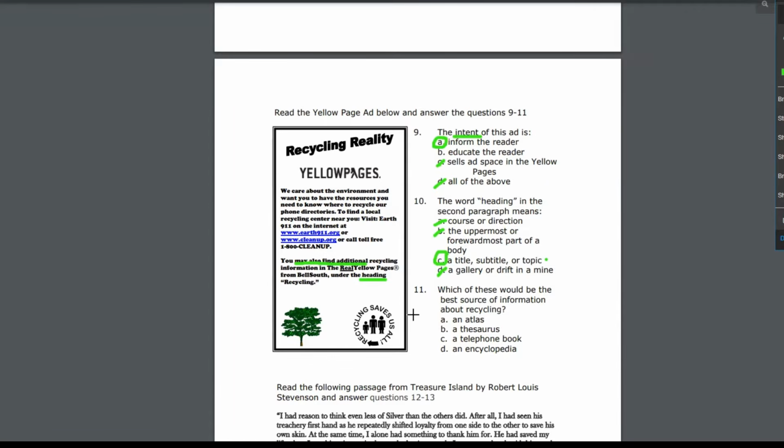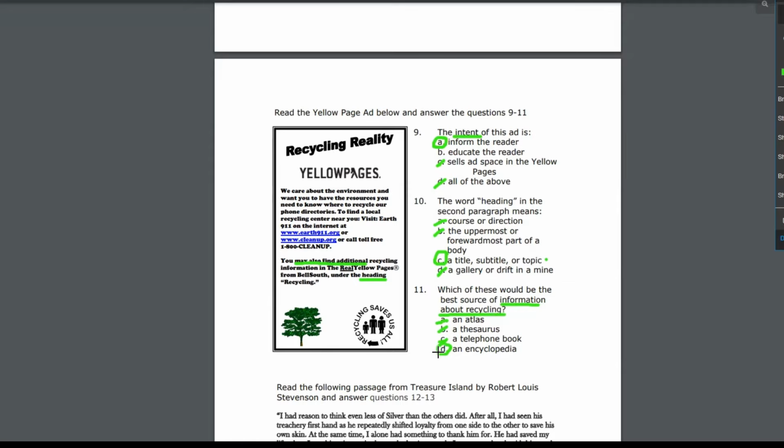So if we go back and look at the question, it says, which of these would be the best resource on information about recycling? Well, I know it's not an atlas because that's talking about maps. I know it's not a thesaurus because that's just talking about words that mean the same thing as a particular topic. I know it's not a telephone book because that's just providing me with the numbers. And the question is asking the source of information about it. So that's why the encyclopedia is the best answer.